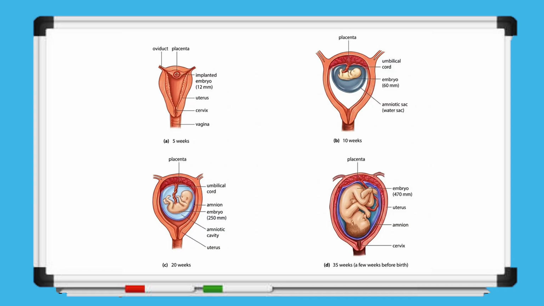The placenta begins to form and starts supplying nutrients from the mother. The oviduct is the place where fertilization usually occurs before the embryo reaches the uterus, while the cervix and vagina form the lower parts of the reproductive system.